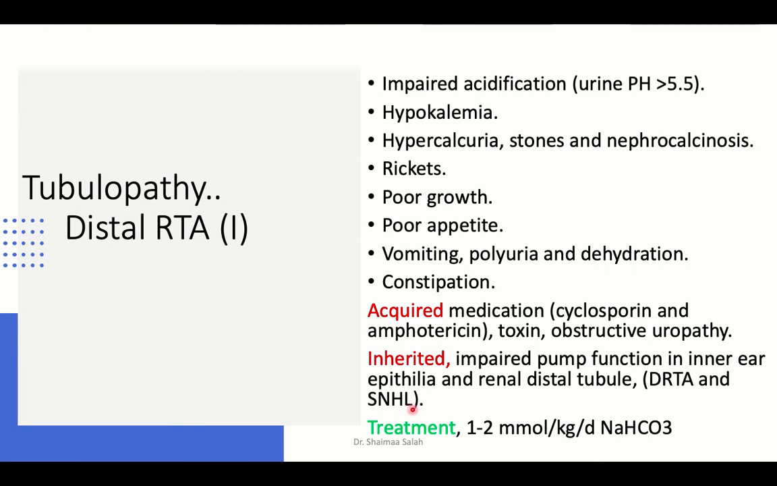The treatment here is by supplementation of fluid for the dehydration, supplementation with potassium for the hypokalemia, oral supplementation with sodium chloride for the sodium loss in urine, and supplementation with oral sodium bicarbonate solutions in a dose of 1 to 2 millimole per kg per day for the treatment of acidosis.